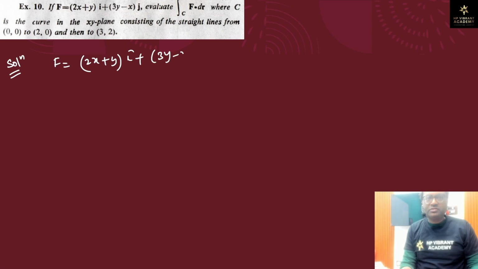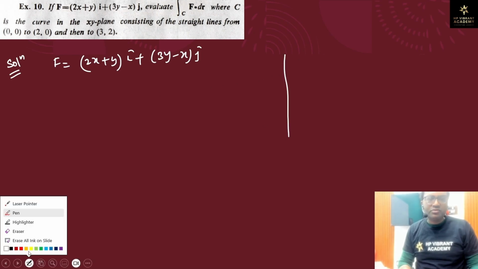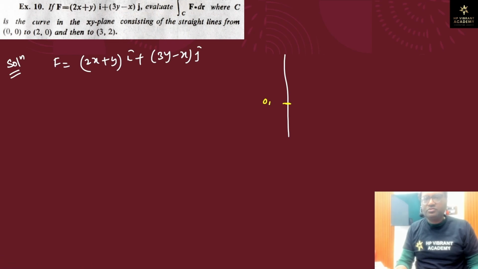Let us discuss question number 10. How we can solve question number 10. So we have the value of f as (2x plus y) i cap plus (3y minus x) j cap. We have to find the line integral where C is the curve in the xy plane consisting of a straight line from 0 comma 0 to 2 comma 0, and after that we have to move it to 3 comma 2.